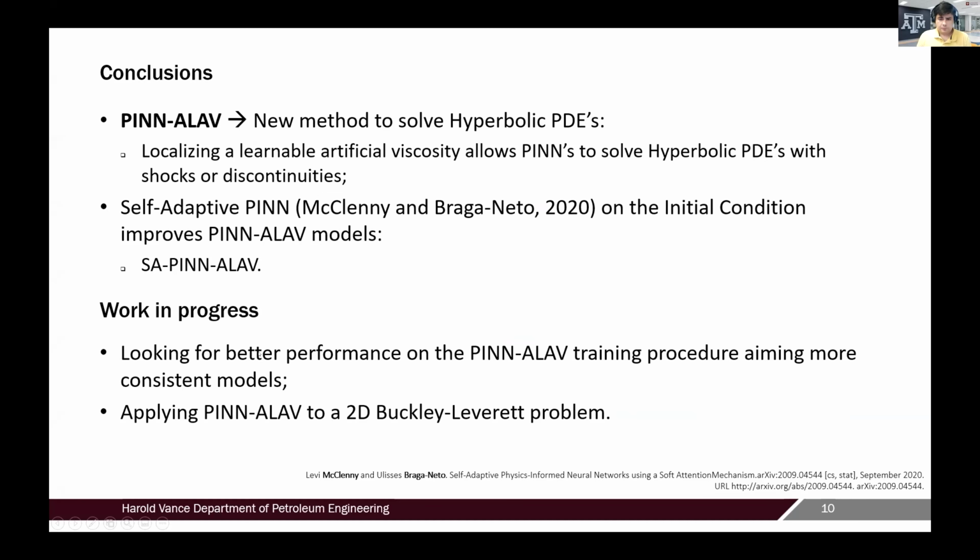And we are looking for better performance of this method, trying to make a more consistent method. Sometimes we do the same training and we get different results. We are working on this and trying to improve the training. And hopefully we are going to be able to apply this to the Buckley-Leverett problem that will be much more complicated, and we do not have too many solutions for the 2D Buckley-Leverett problem in the literature. So that was what I had to present, and thanks again for the opportunity.